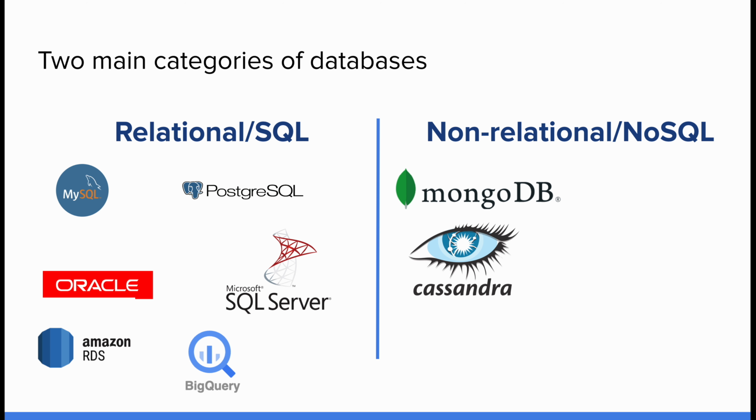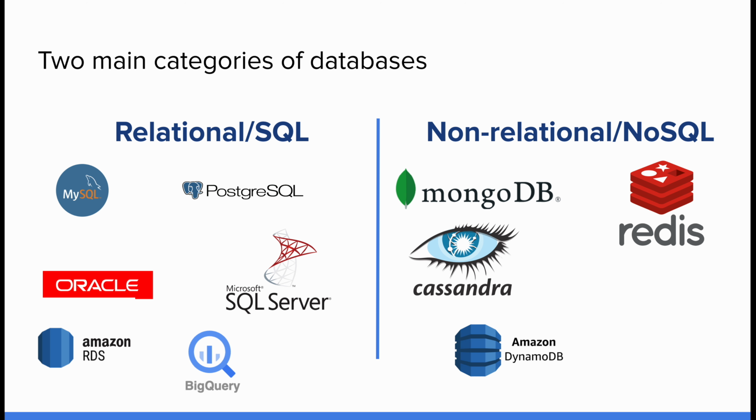Cassandra, which is used for handling large amounts of data across distributed servers, Redis, which is an in-memory key-value store used for caching and real-time analytics, Amazon DynamoDB, fully managed by AWS. It has fast performance and scalability, and Cloud Bigtable on GCP, which is Google's NoSQL database designed for large analytical and operational workloads.